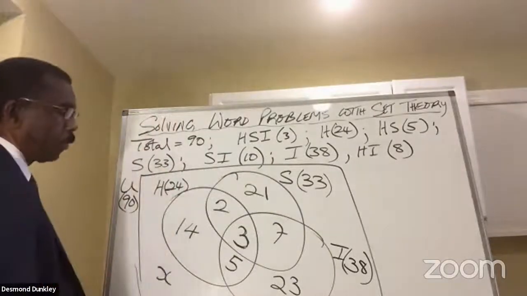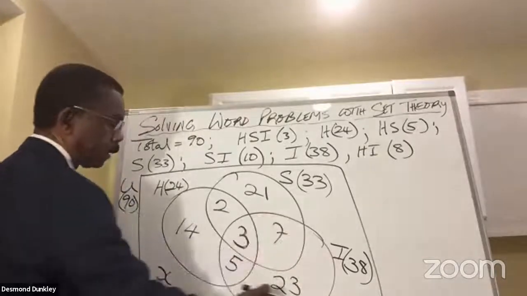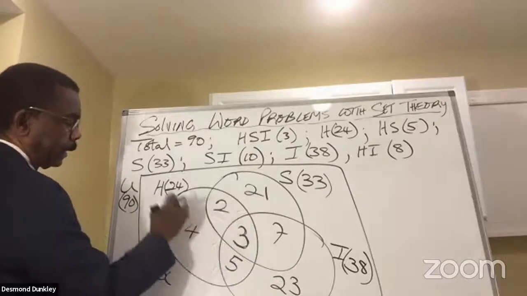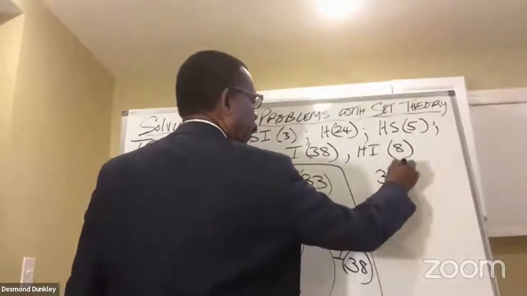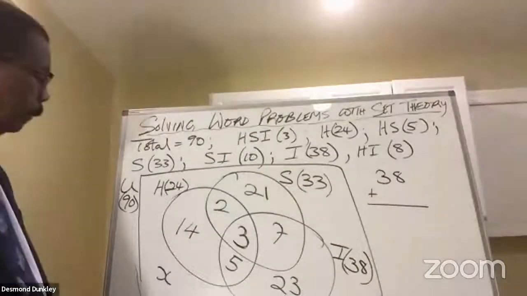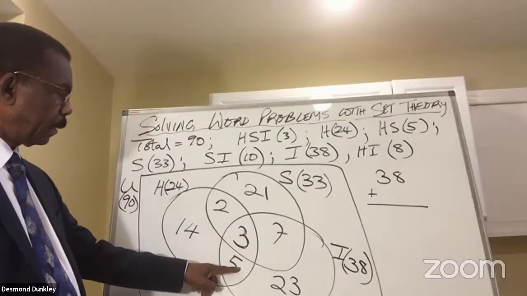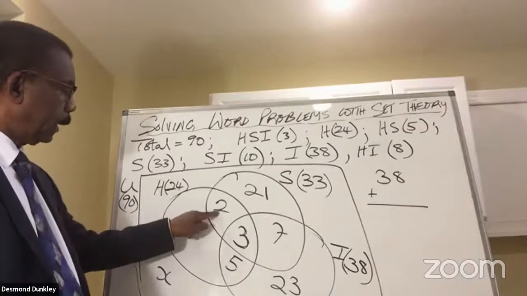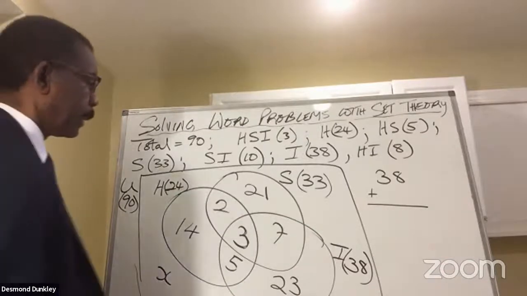So let's go with this. Let's start with the 38. This is 38. So these 4 make up 38. So all we need to do is to add this, this, and this. So it's 38 plus 16, 14 and 2, 16, and 21 is 37.